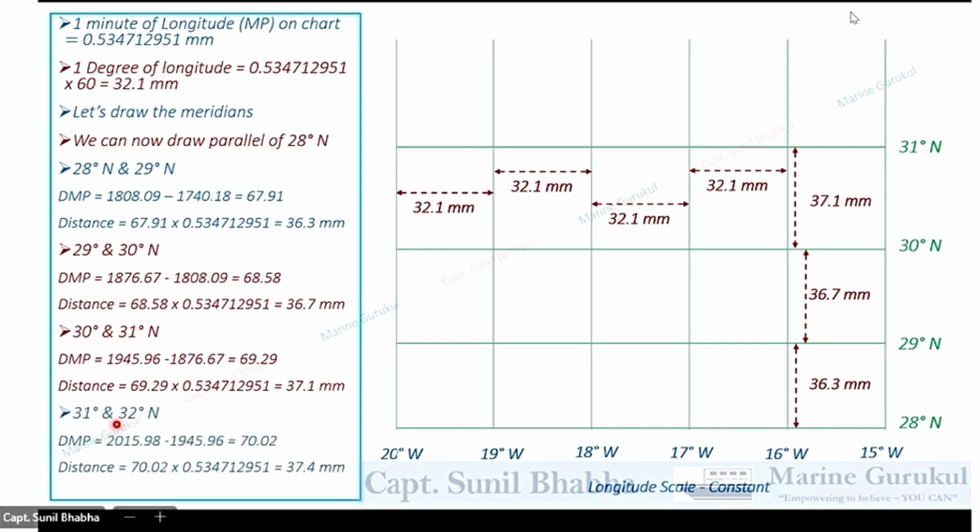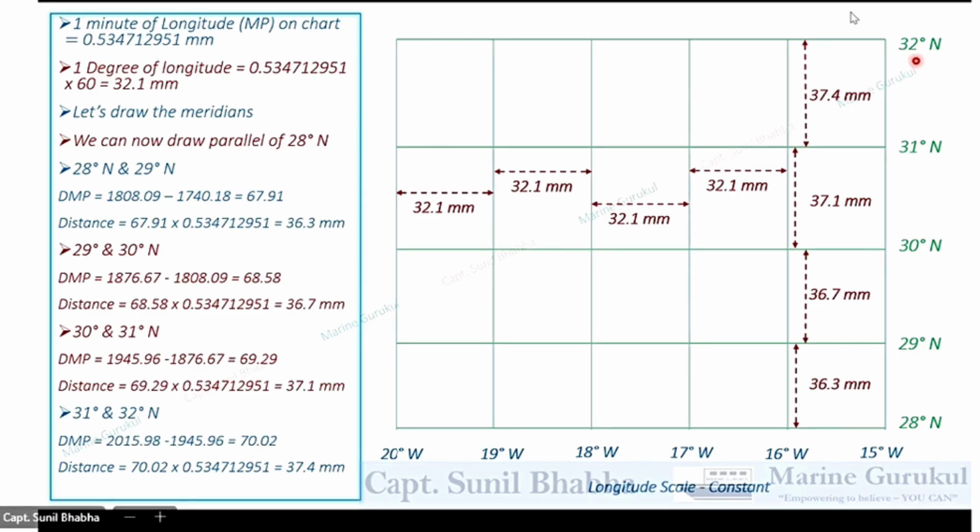Moving further between 31 and 32, exactly in the same fashion, DMP comes out to be 70.02. You can see it is greater than 69.29, and multiplied by 1 minute of longitude gives us a distance of 37.4 millimeters. And at this particular distance, we can now draw the parallel of 32 degrees north.